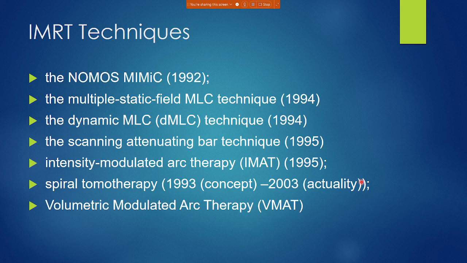And then spiral tomotherapy came up, and volumetric modulated arc therapy came up. Spiral tomotherapy came up in 2003, though the concept was developed in 1993, because I was working at London Regional Cancer Center in Canada, where they were one of the beta testers for tomotherapy at the time. So I had an opportunity to look at it, though I couldn't get an opportunity to work with it, how tomotherapy was started in those days.